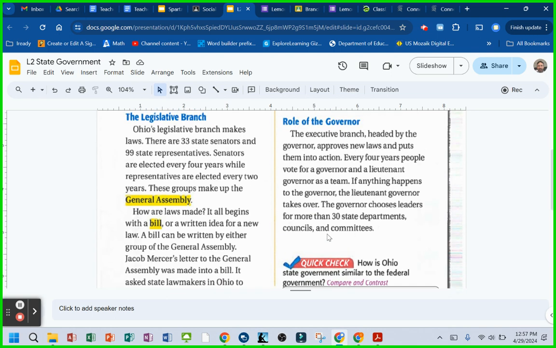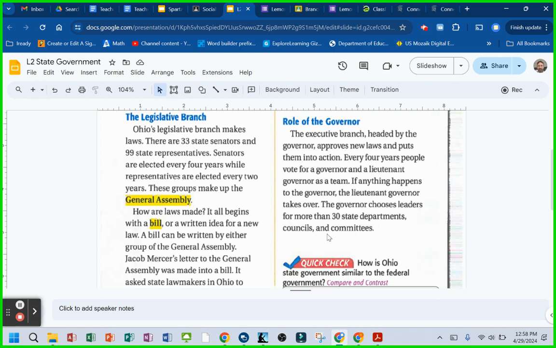The executive branch, who is the leader of the executive branch? Who is it? No, that's the executive branch at the federal level. Who's the leader of it? So you're right. Mike DeWine. What is his role? Governor. The executive branch, headed by the governor, approves new laws and puts them into action.